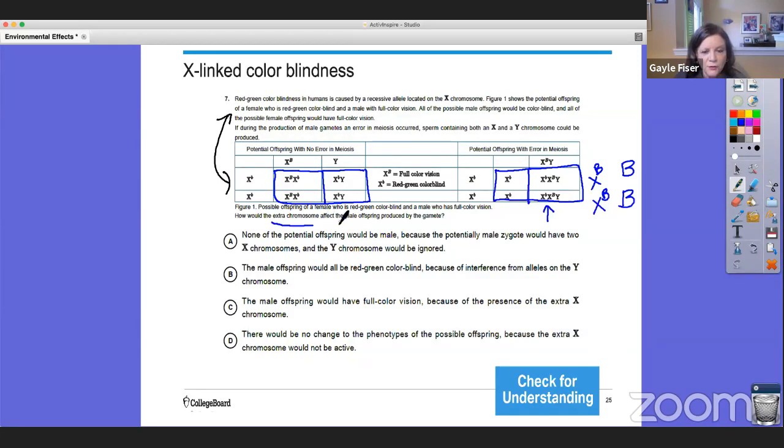So how would the extra chromosome affect the male offspring produced by the gamete? None of the potential offspring would be male. I think that's wrong. The male offspring would all be red-green colorblind. No, we already figured out that they're going to be normal. The male offspring would have full color vision because of the presence of the extra X. Absolutely, there it is. There would be no change of the possible offspring because the extra X chromosome would not be active. That's not true. So our answer here would then be C.